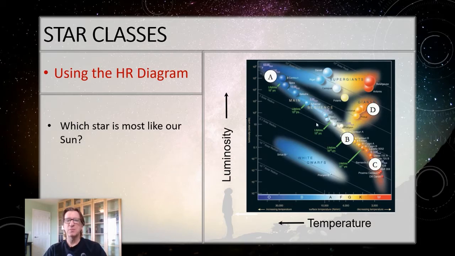Okay, so we've got star A up here, star B here, star C here, and star D here. Well, our sun is a yellow main sequence star. It's a green main sequence star. It's got 1 solar luminosity because it's the sun. It's a G-type, so B must be the star most like our sun. See how we can see that. But here we can actually read off the temperature and read off the luminosity. Or if we have the luminosity and temperature, we can figure out what its spectral type is.